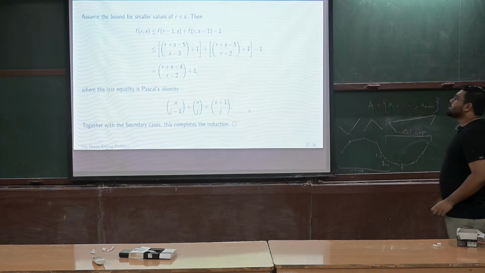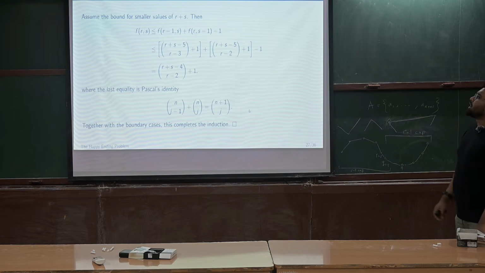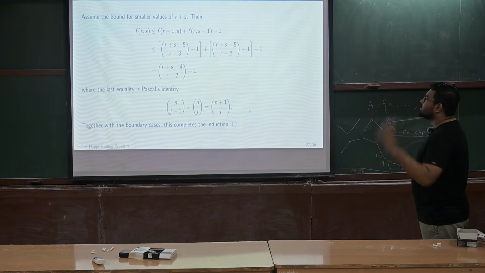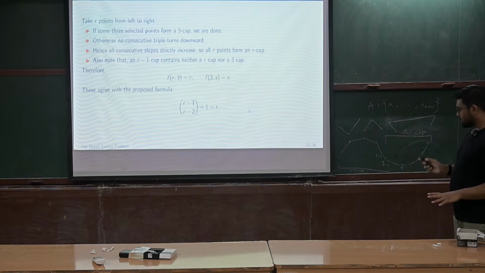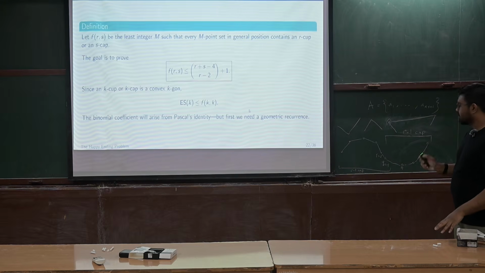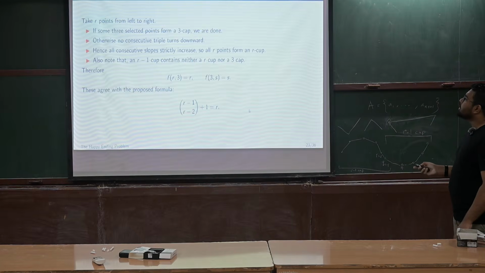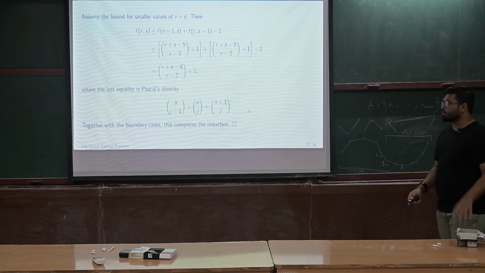And simple calculations: take your induction hypothesis that everything works nicely for anything less than r and s. So replace f r minus 1 comma s with your formula, replace f r comma s minus 1 with the formula, apply Pascal's identity, you have your upper bound. The Erdős-Szekeres function is less than f k comma k. So this also serves as an upper bound for the Erdős-Szekeres function.